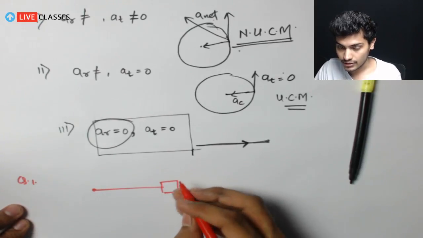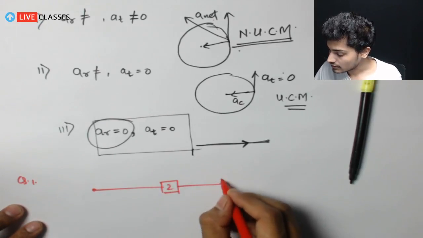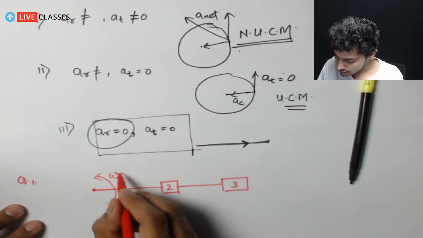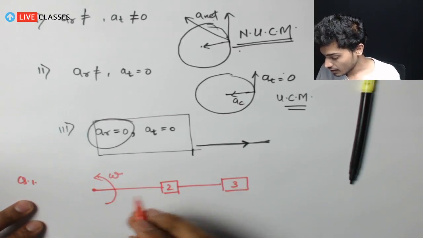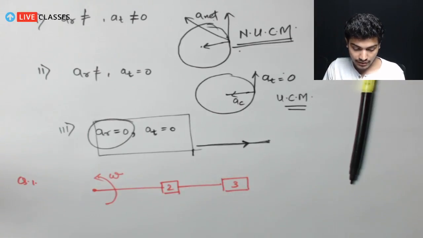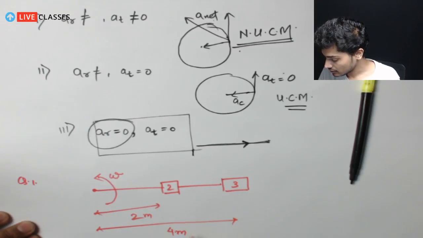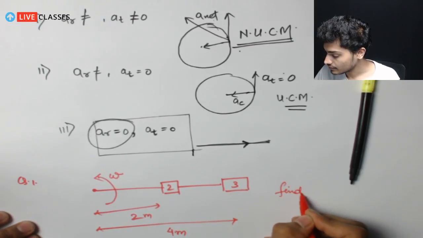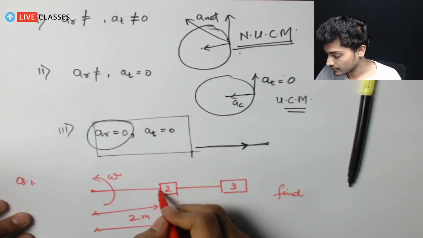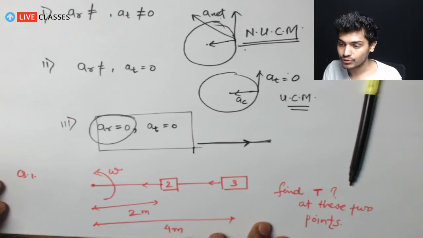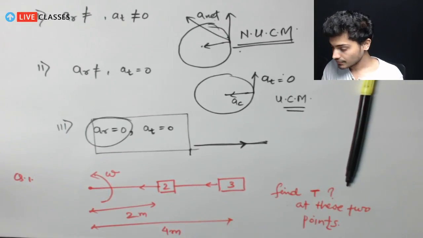Suppose we have a 2 kg block and a 3 kg block connected by strings, and it is moving with some omega. The radius length is 2 meter and the other is 4 meter. We have to find the tension here and here. What will be the tension? So we just have to apply this concept.